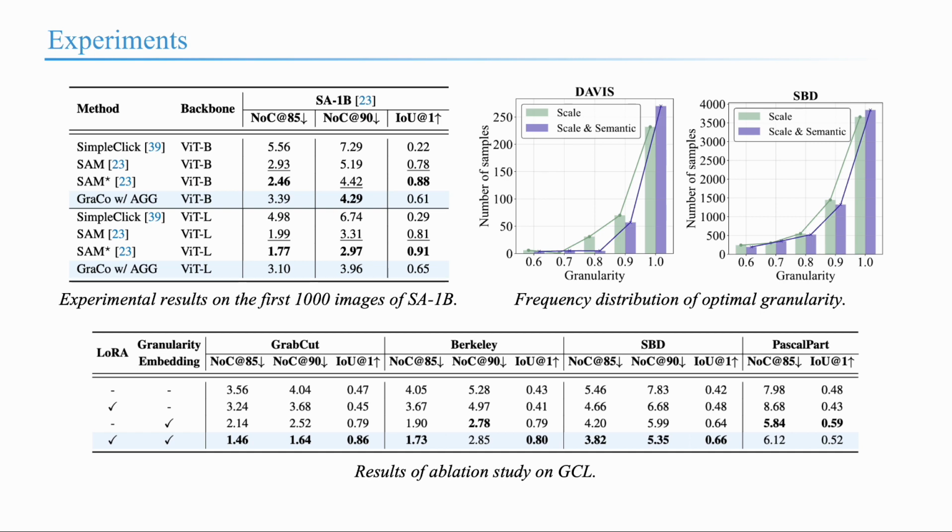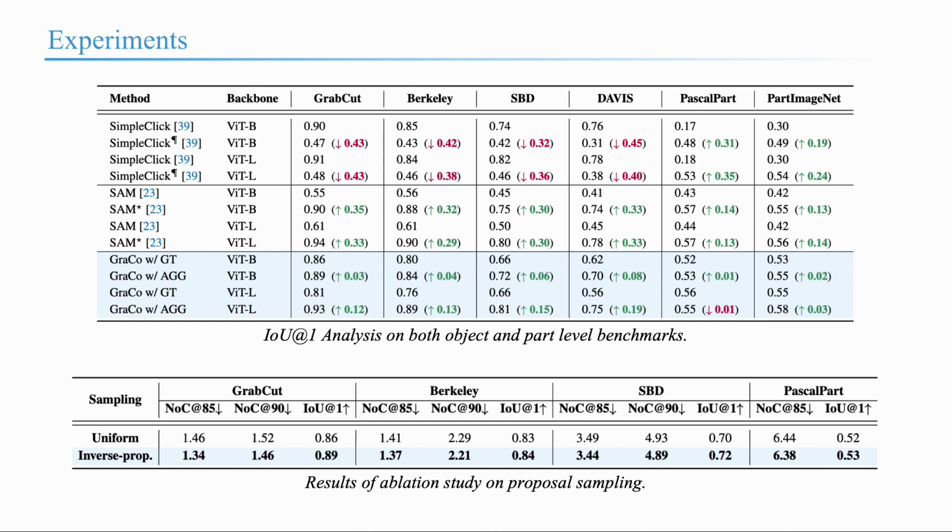To demonstrate the effectiveness of the GCL strategy, we evaluate the contributions of its two key components, that is, granularity embedding and low-rank adaptation. We conclude that incorporating granularity embedding effectively enhances the performance, whereas the LoRA technology preserves the original performance of the pre-trained model.